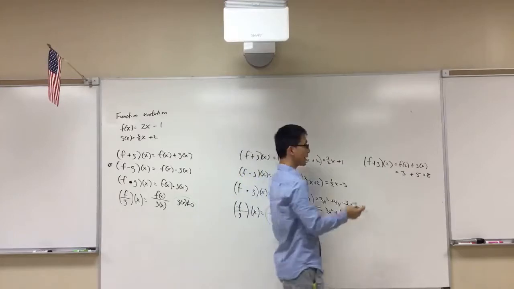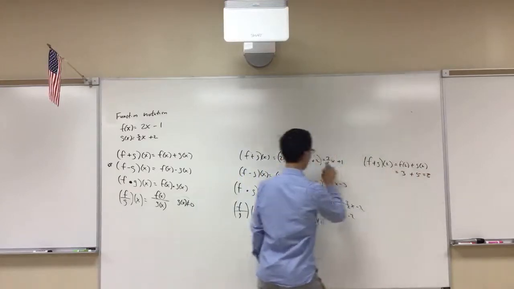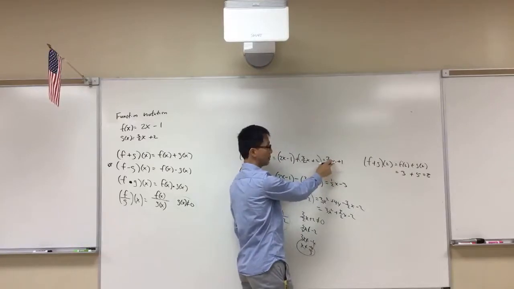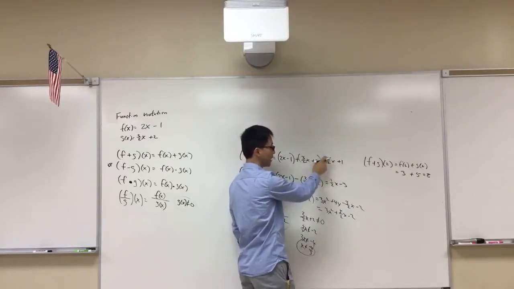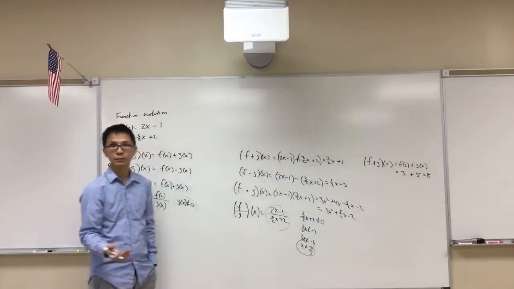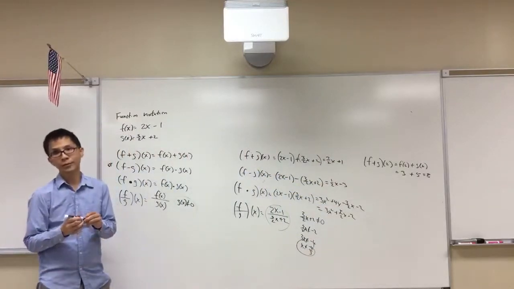Or you can say, well, hey, what if I were to plug in 2 in here? What will happen? You get the same thing. 2 divided by 2 is 7. 7 plus 1 is 8. So which one's easier? For me, it's the first one's easier.